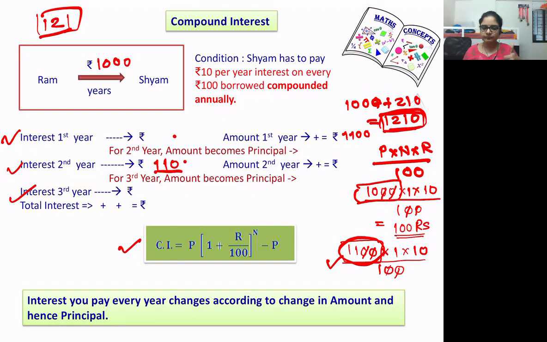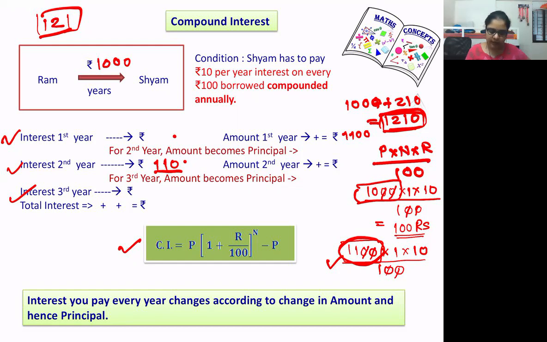So for that, the compound interest formula is: compound interest equals P, that is principal, into bracket 1 plus R upon 100, where R is the rate of interest, and raised to n. Raised to n means power. We have learned this in exponents. So n is the number of years, and minus P. This is the formula for compound interest.